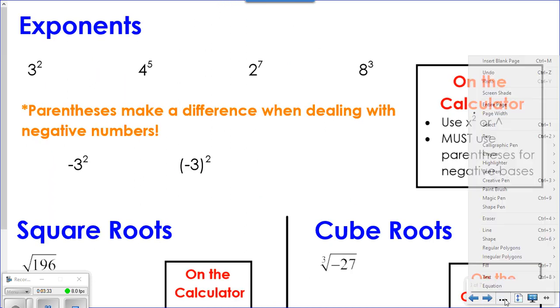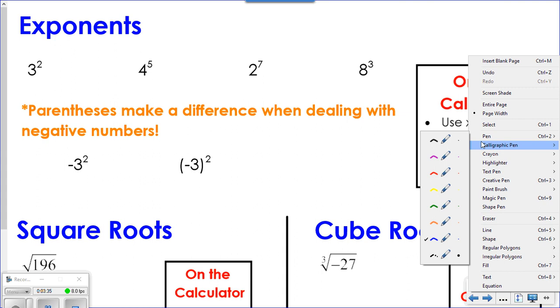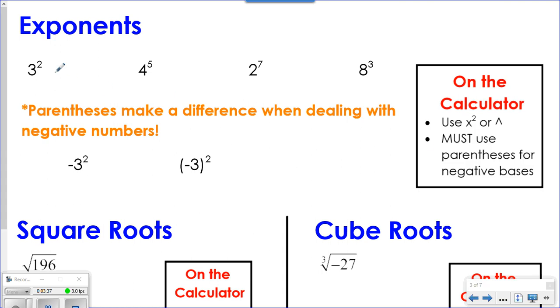Okay, next thing we want to look at is exponents. Exponents are just a shortcut to represent repeated multiplication. So 3 squared is the same thing as 3 times 3, or 9. 4 to the 5th would be 4 multiplied by itself 5 times. And that's going to be 1024. 2 to the 7th, we just repeatedly multiply by 2 7 times. We get 128.